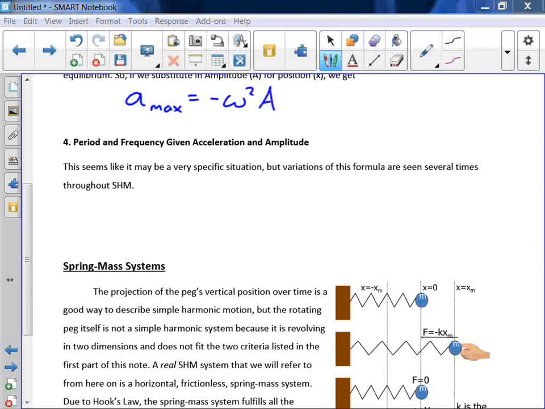Again, we're going to start with the circular motion, or circular acceleration equation. If we want to figure out the period and frequency given an amplitude and acceleration, this is the equation that we're going to use. Here's where we're going to start. Start with the equation that you guys know, and we're going to sub in.